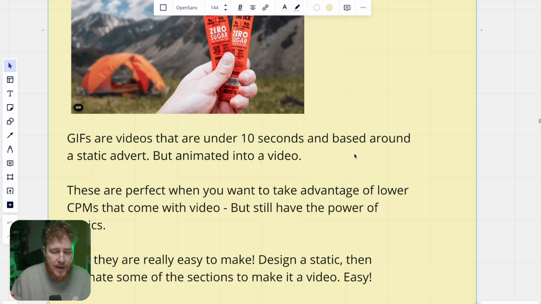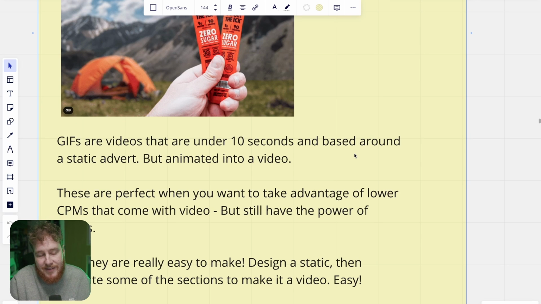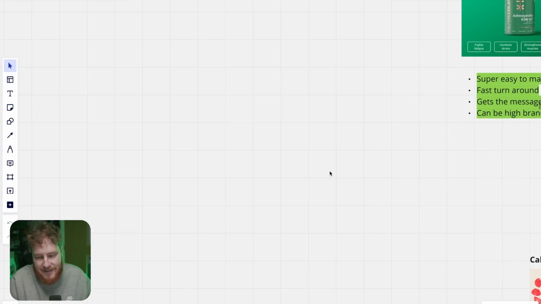All you need to do is take a static that you've designed and then just find a way to animate it in some way, whether it's the background, things popping on, text changing, whatever it is. That's what we want to do. Make it a video. Simple, easy. They're normally under 10 seconds, and they're normally based around a static ad. These are such a secret hack. They're so fantastic.